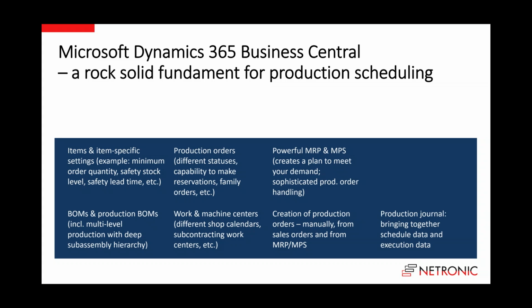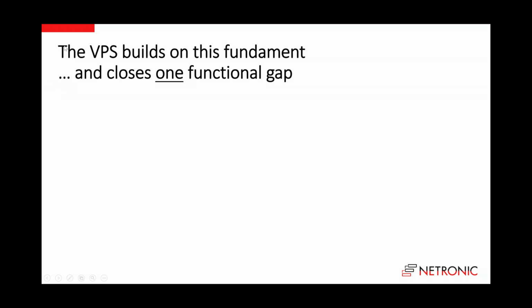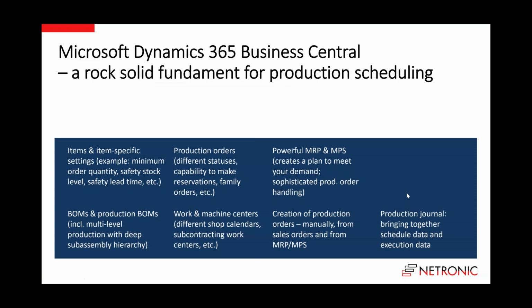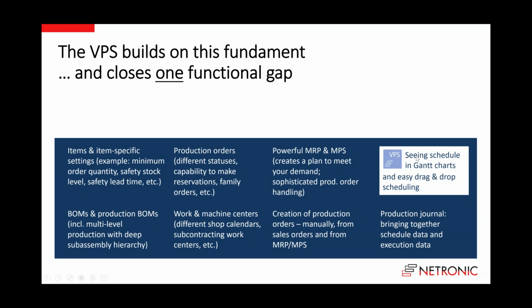And you have the production journal where you bring together the schedule data and the execution data, so where you can track progress on production orders based on the consumption and the output. So there is really a good fundament. And if you ask me what is missing, so why is this area blank? Well, what is really missing, and this is the one and only thing that the product called VPS, Visual Production Scheduler, brings to this fundament that we see here, is that you see your schedule in Gantt charts and get easy drag and drop scheduling.